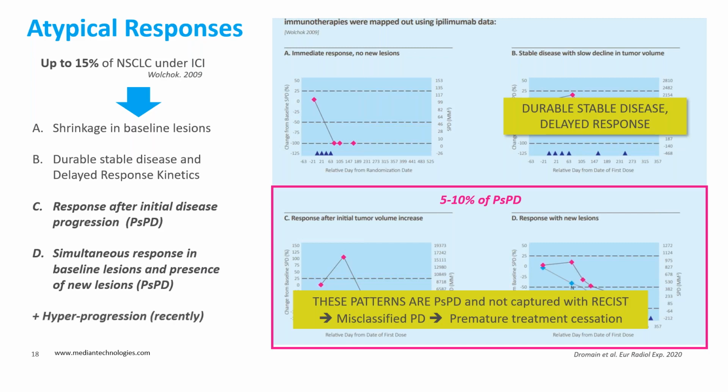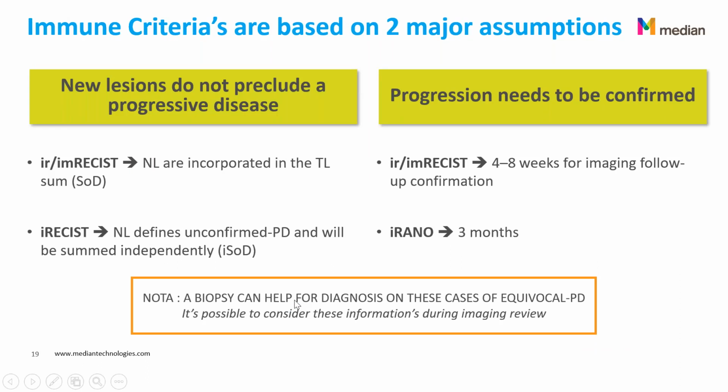Moreover, and more recently, a so-called hyperprogressor profile has been identified in certain patients who will worsen very rapidly and will require treatment to be stopped.